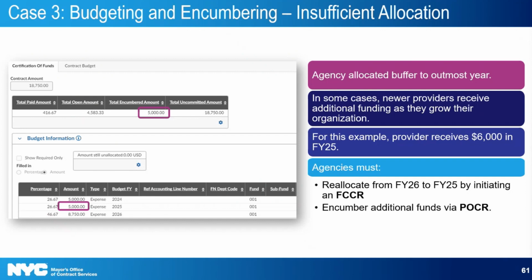However, let's say that a few months ago, after Schedule C was released for fiscal year 25, this provider was designated $6,000 in award funds rather than $5,000. Once these funds have received clearance, the agency will have to modify the budget and reallocate accordingly. They would do this by first initiating an FCCR to move some or all of the buffer amount from fiscal year 26 to fiscal year 25, and then encumber more funds via a POCR, like we saw in Case 2.